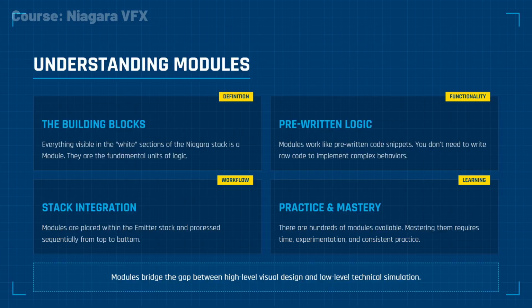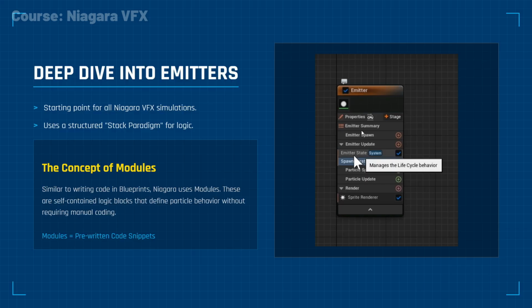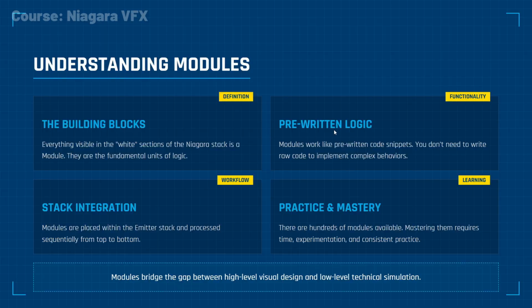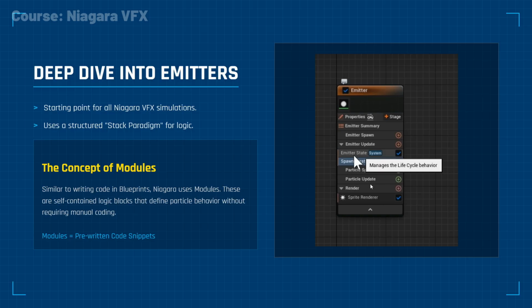As I've said, the things that are called modules are basically building blocks. Okay, they are in the stack form. The ones written in white already have pre-written logic in them. So let's say you have this spawn burst, which works for the particular part of the emitter state. When your emitter is starting, or when your particle is starting to work, it starts with the spawning part, then it gets to the update part, then it gets to the particle spawn and particle update.